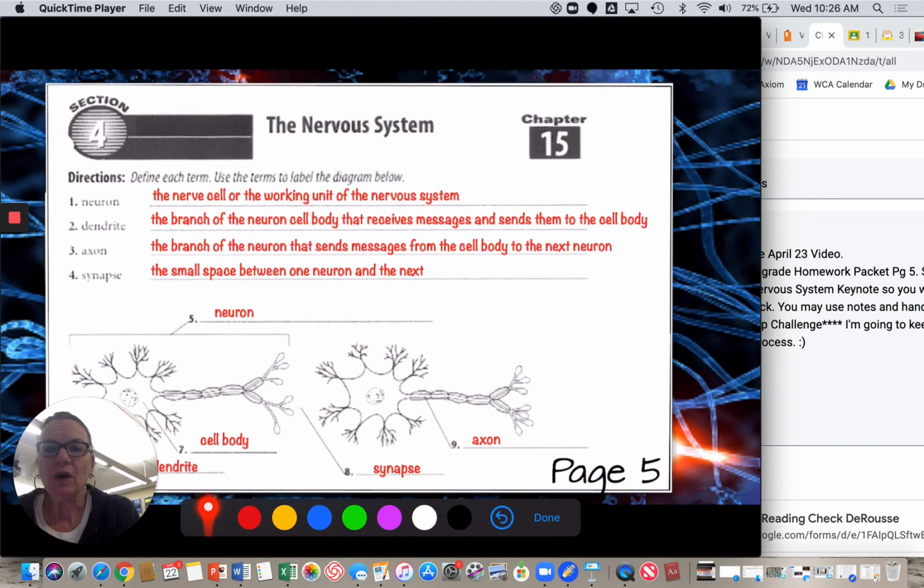Okay, so here, the neuron is just another term for nerve cell, which is the working unit of the nervous system. The dendrite, this is the part of the neuron that receives the messages and sends them to the cell body. So those are the key parts here. The axon is the part that sends the message from the cell body to the next neuron. So it takes it away. The synapse is that small space. 5 was neuron, 6 dendrite, you can't really see that, 7 cell body, 8 synapse, 9 axon.